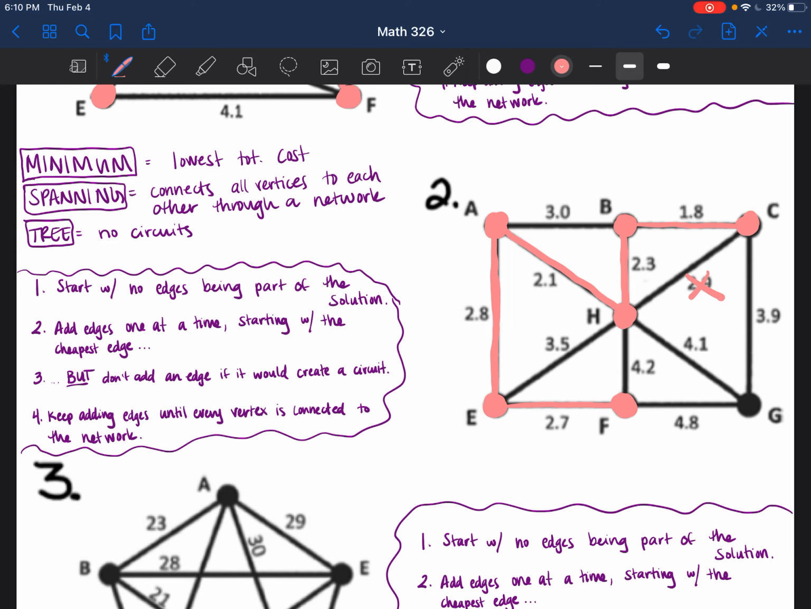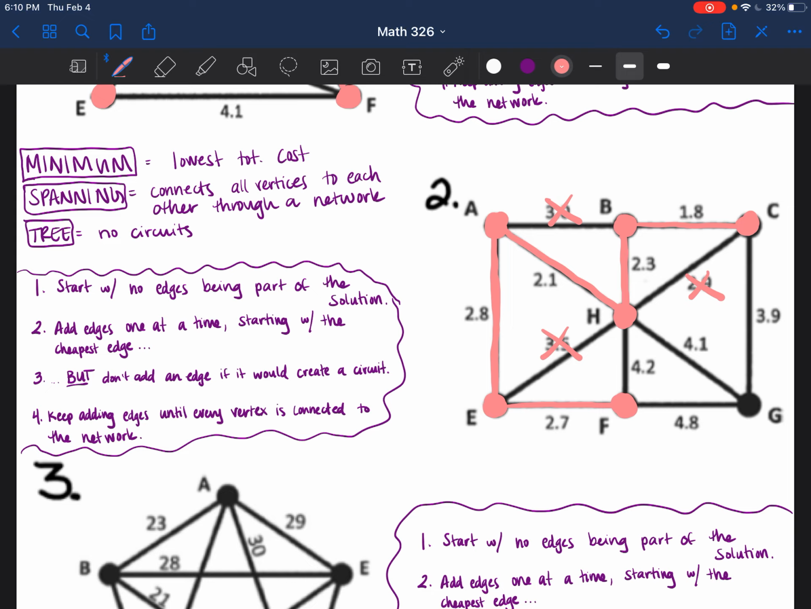So after 2.9, our next lowest is 3. But look, this one's going to create a circuit too between A, B, and H. So we cannot add this one to our network either. But there's still more edges, so let's keep moving on. So after 3.0, we have 2 3's left. We have 3.9 and 3.5. 3.5 would be the next lowest edge, but look, this would also create a circuit between E, H, and F. So we're 0 for 3, and we cannot add 3.5 either.